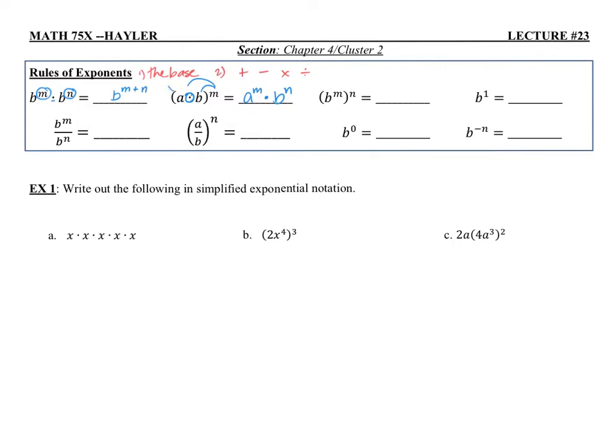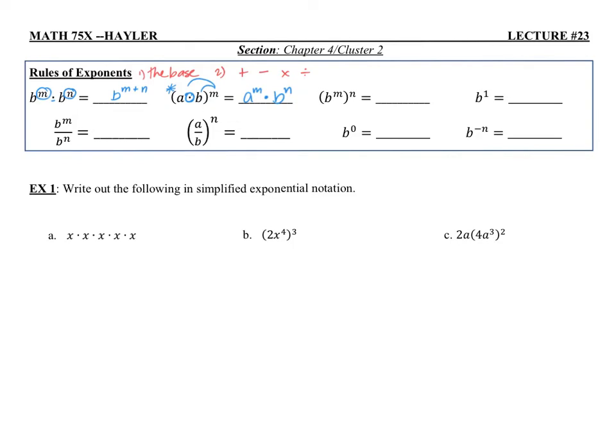Please note this one right here. This is one that a lot of students will confuse, and I'll write it up here: a plus b to the m versus a times b to the m. These are 2 very different situations. The distribution only applies to this situation right here. It does not apply to that situation. So please be careful. That is something I've noticed a lot of students run into trouble with.